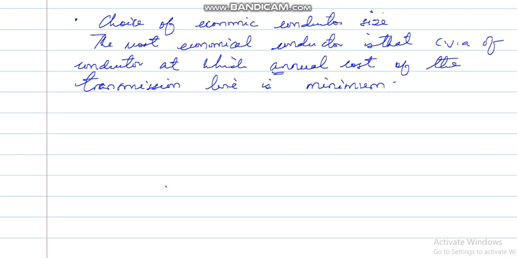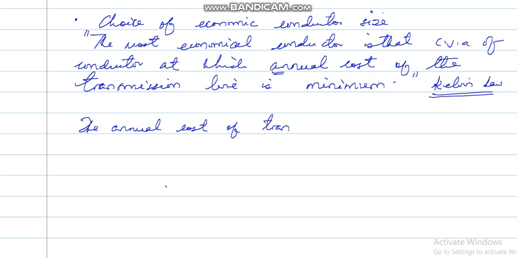Hii ni statement kwamba inatuambia kwamba the most economical conductor size ni ile ambayo the annual cost of the transmission line is minimum. Hii statement tunaita ni Kelvin law. Okay. Sasa tumepata term hapa, the annual cost of the transmission line. Tuone what is the annual cost of the transmission line.